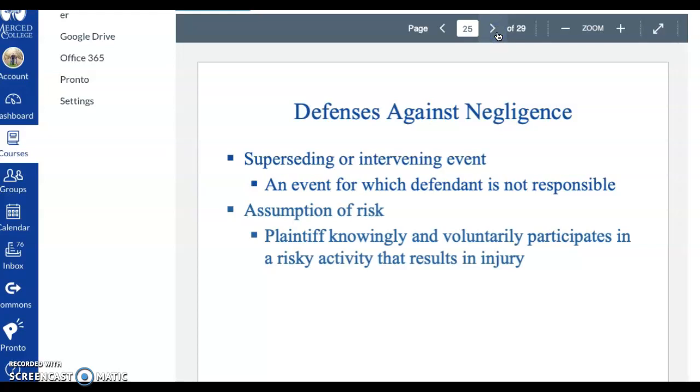And then superseding or intervening acts. So if another act happens in the duration of the individual's time of getting injured, they may in fact not be held liable if they can't discern whether or not their conduct was what caused the injury.